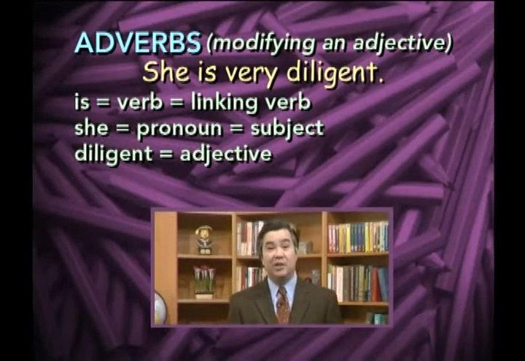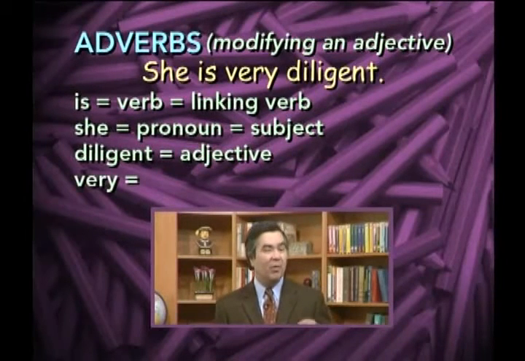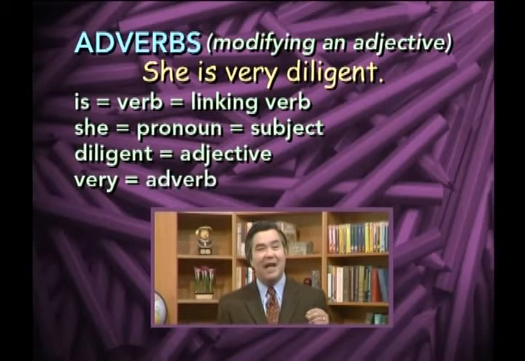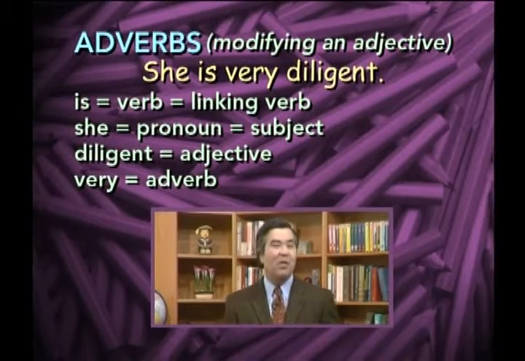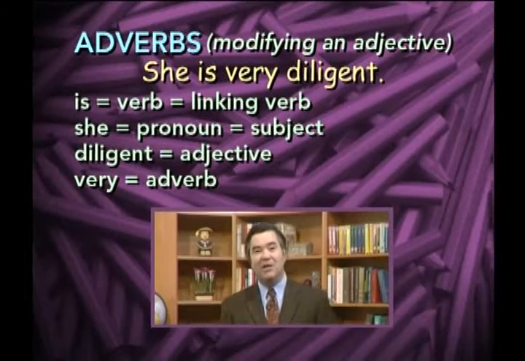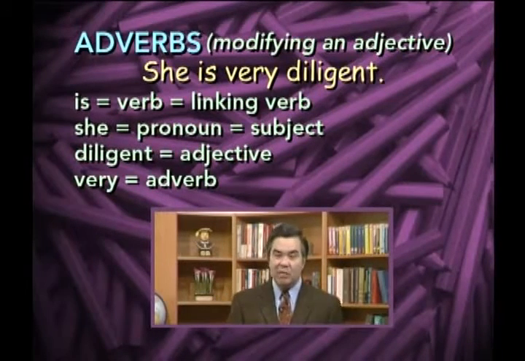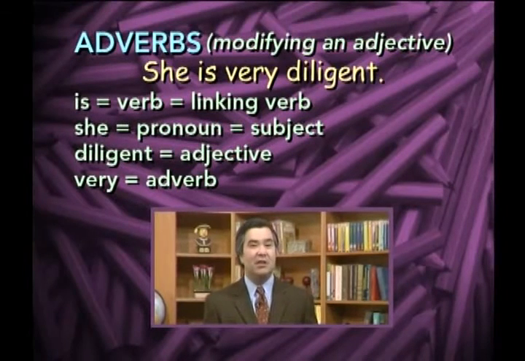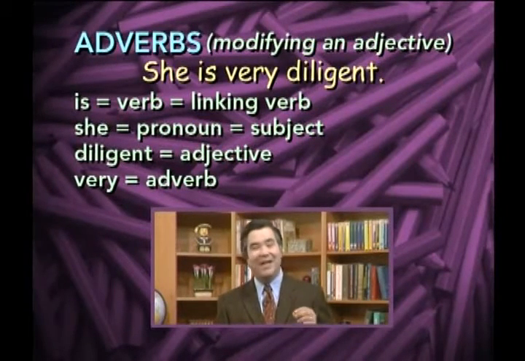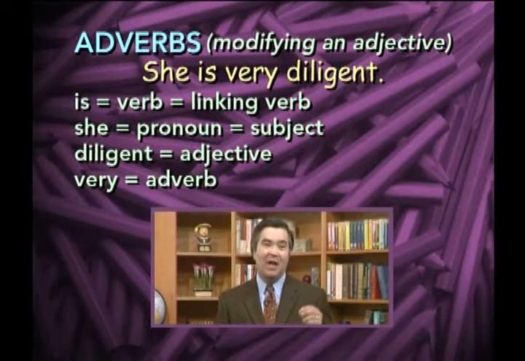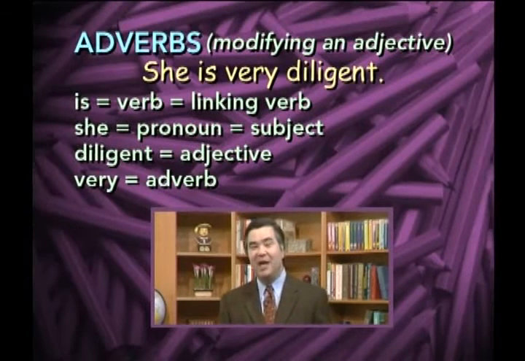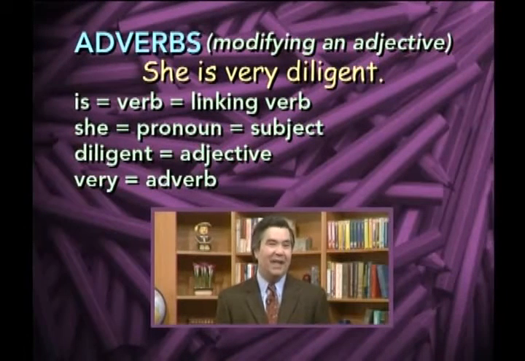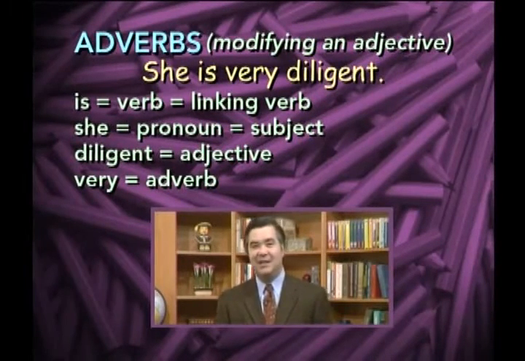She is diligent. And that leaves the word very. What role does very play in this particular sentence? Well, very is an adverb which modifies or gives more information about the adjective diligent. How diligent is she? Very diligent. So very gives us more information about the adjective diligent. Therefore, very is an adverb, because remember, another one of the roles that an adverb can play is to modify or give more information about an adjective. And that's what very is doing in this sentence.